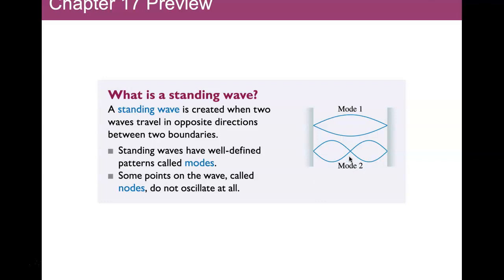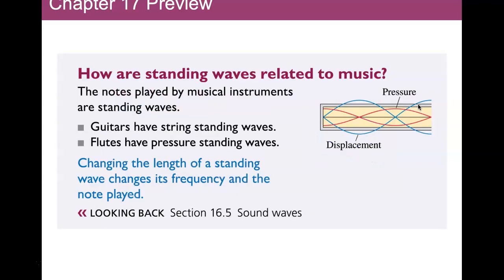In standing waves, there are points that just never move. They're called nodes. There are points that have the maximum possible displacement, like these peaks here. They're called antinodes. So we'll talk about standing waves, the mathematics related to them, what happens at the boundary. So we'll specifically consider cases involving strings and sound waves in let's say something like a flute.